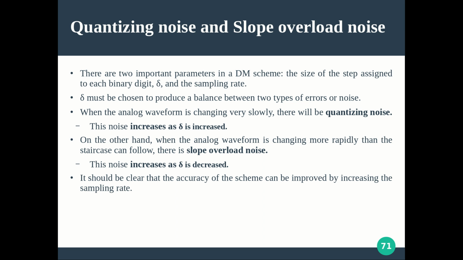It should be clear that the accuracy of the scheme can be improved by increasing the sampling rate. The sampling rate should be 2 times the bandwidth, or the highest frequency, or more than that. As you keep on increasing it, definitely you will get very, very close values and you can improve the accuracy, but that will result in a higher data rate. That many bits will be generated per second.